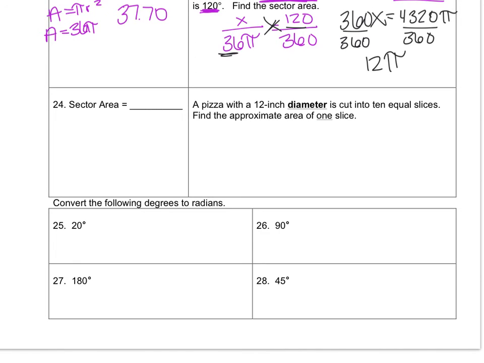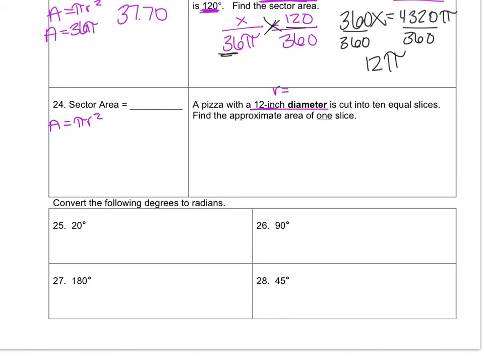Okay, the last one deals with sector area before we move to converting degrees to radians. It says a pizza with a 12-inch diameter is cut into 10 equal slices. Find the approximate area of only one slice. So we're talking about sector area again. So I'm going to need area of my circle. I know that. So area, remember, is pi r squared. Now, if it's a 12-inch diameter, what does that make r? Well, diameter is the whole way. Radius is half.